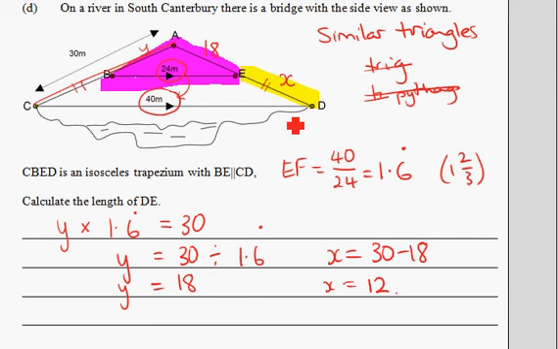But doing it this way using the enlargement factor, we've got 12. So that's an excellence question. That's quite hard.